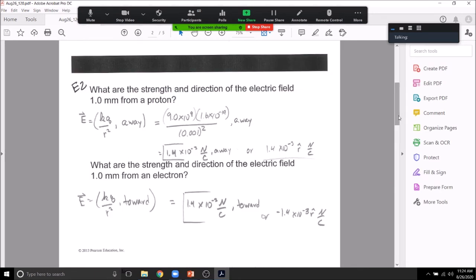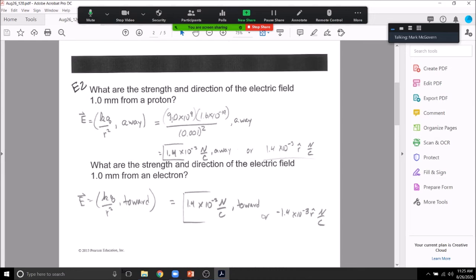The electric field of a point charge. You know what it is: kQ over R squared. And it's a vector quantity. We haven't really talked yet about how we are handling this vector. I'm going to keep you in suspense for a little while more. It's away: positive charge, electric field points away.